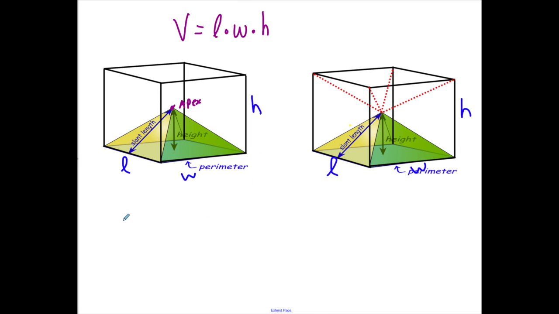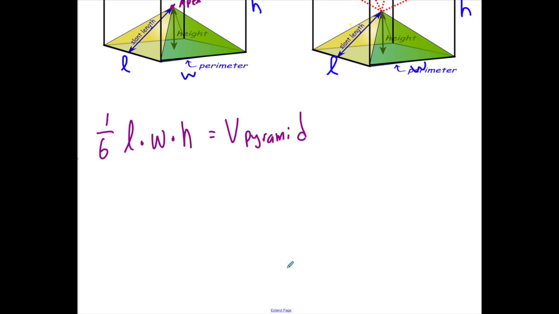So if I look at the length times the width times the height, what I know is that the pyramid is a 1/6 of that. Why? Because there are 6 pyramids in the entire prism. So if I want to know the volume of one, I'm going to take the volume of the whole prism and divide by 6, or in other words, multiply by 1/6.